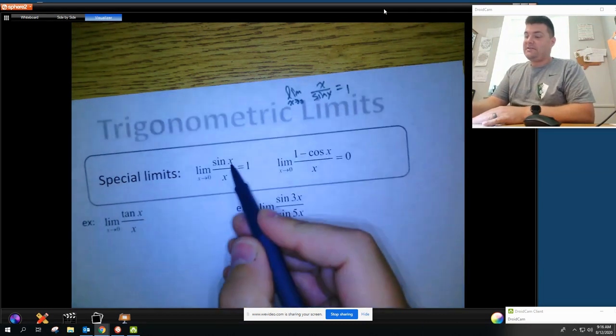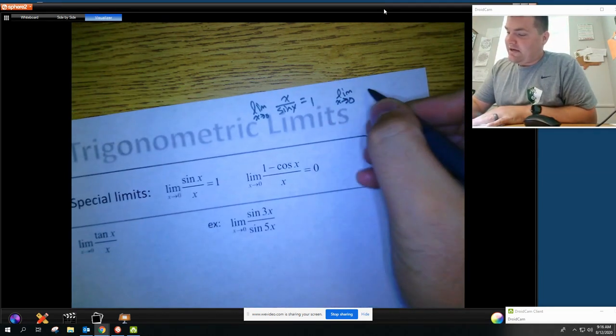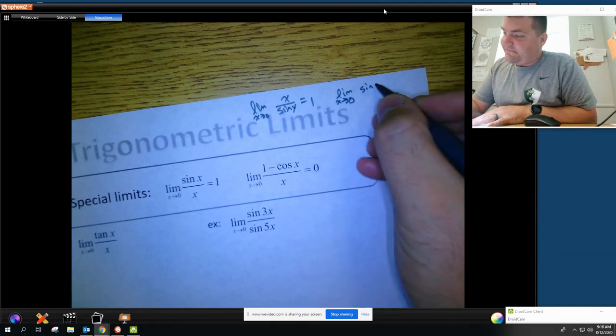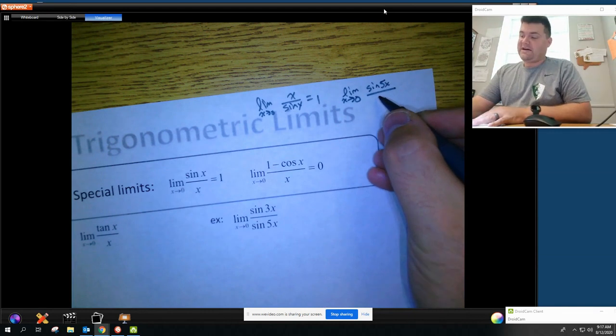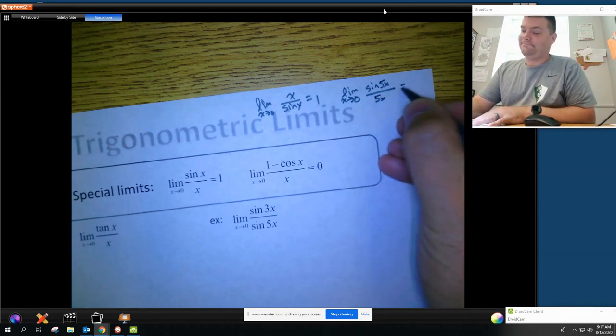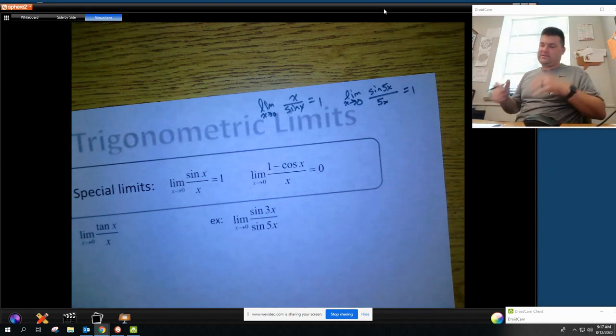You don't just need to have one x. You can have many x's. You can have like sine of 5x. As long as the bottom is a 5x, that will also equal 1. So a couple different ways to look at that.